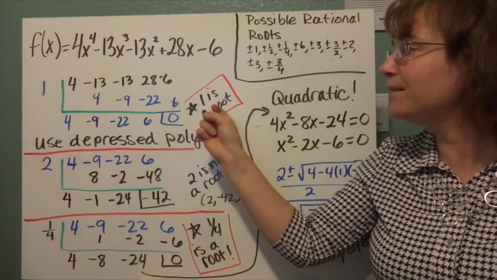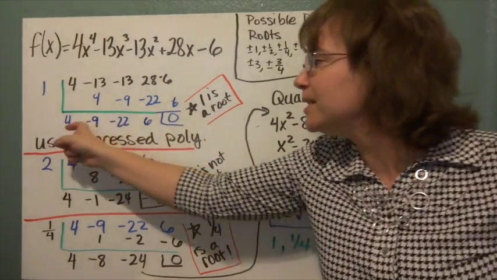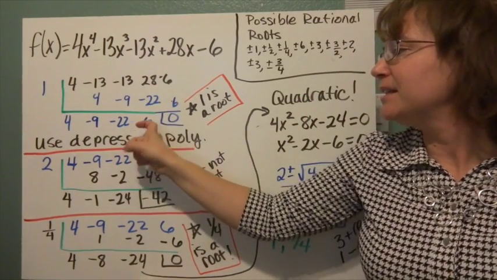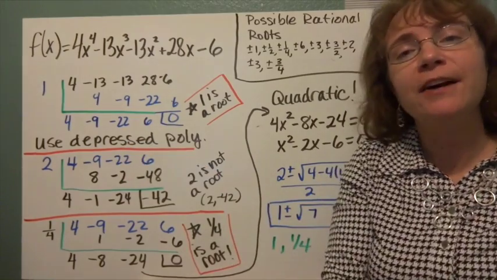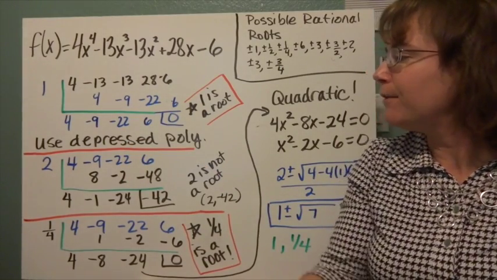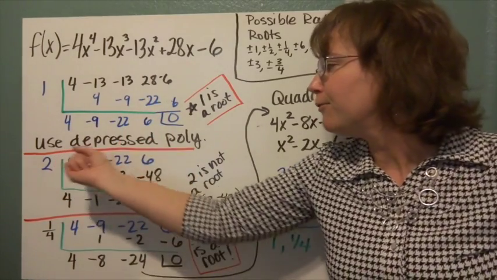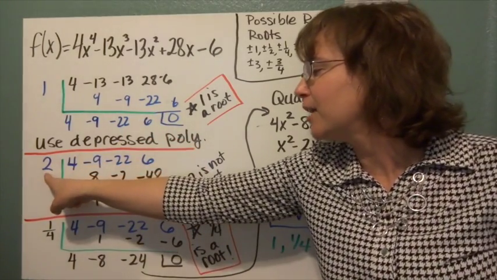Now, when I have one of these roots, I can use this polynomial instead of my big long polynomial. This has one less term here to find some of my other roots. So if I want to test 2, I can just use this depressed polynomial. I've rewritten it up here, and I'm going to try a 2.